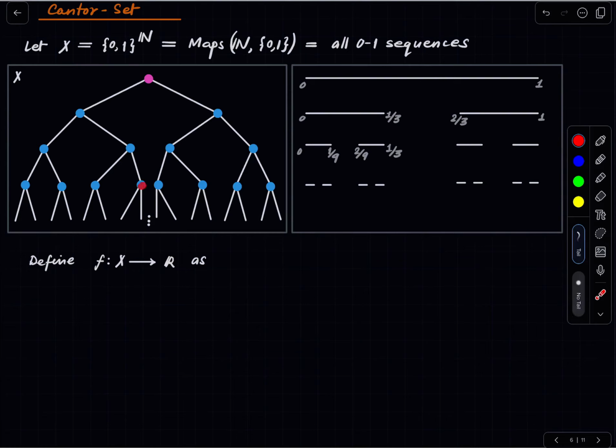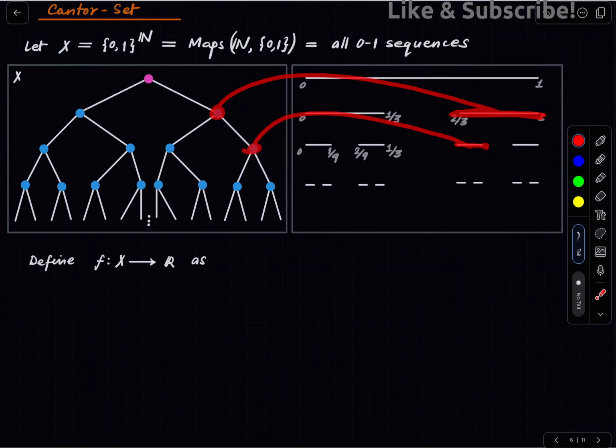So every blue dot here is associated with a closed interval. As you descend down on this tree, the length of the interval that is associated to any dot here is decreasing exponentially. So the length of the interval associated to this point is 1 by 3, to this point is 1 by 9, to this point is 1 by 27, and so on.